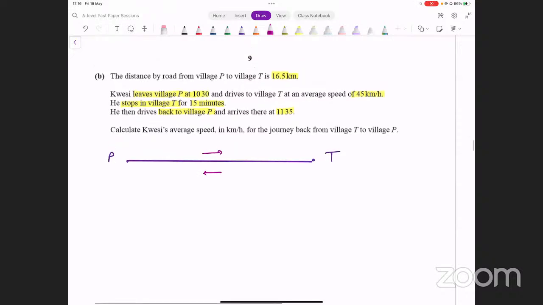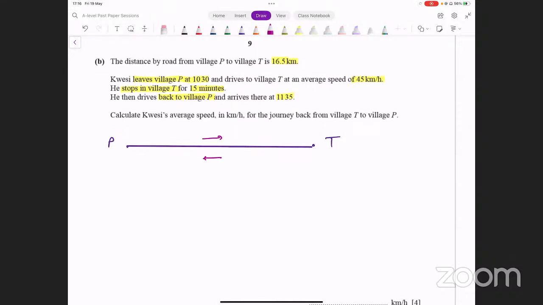जाते हुए हमें क्या पता है? जाते हुए हमें ये पता है कि जो स्पीड है दैट इज 45 किलोमीटर पर आवर. वापस आते हुए हमें स्पीड नहीं पता, हमें स्पीड निकालनी है. ठीक है? अब सबसे पहले हम क्या करते हैं, जाते हुए हमें कौन सी दो चीजें पता है? हमें पता है कि 16.5 किलोमीटर जो है वो डिस्टेंस है, और डिस्टेंस तो वापस आते हुए इतना होएगा 16.5 किलोमीटर. अब टाइम कितना लगा जाते हुए? लेट्स फिगर दैट आउट फर्स्ट ऑफ ऑल. जाते हुए टाइम कितना लगा वो फिगर आउट कर लेते हैं.